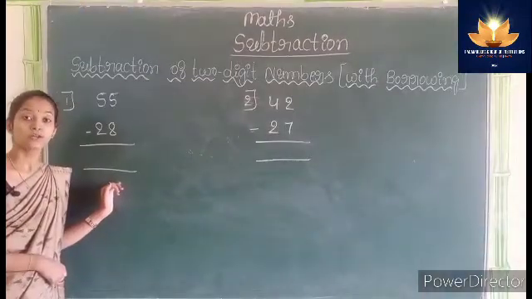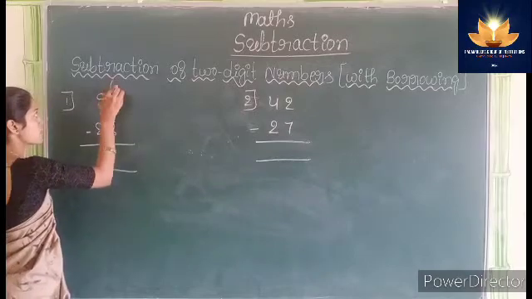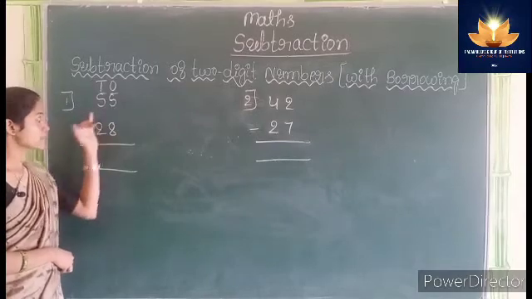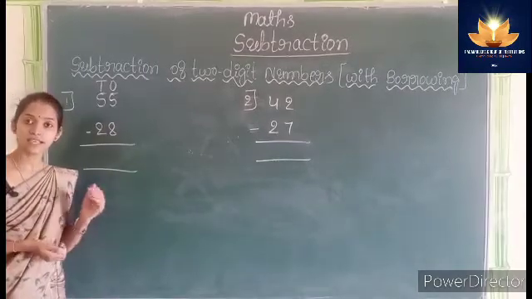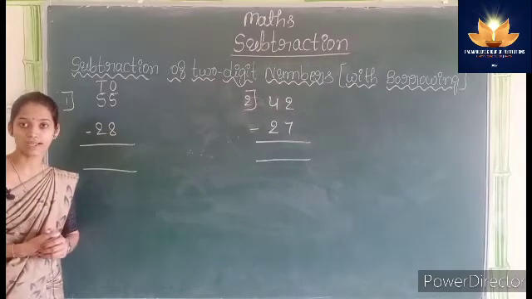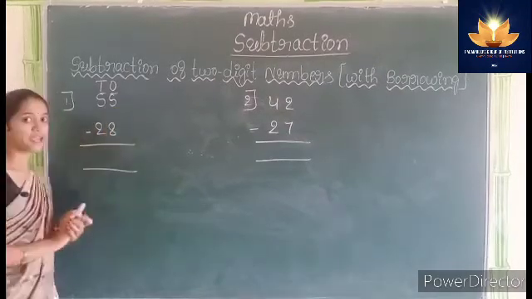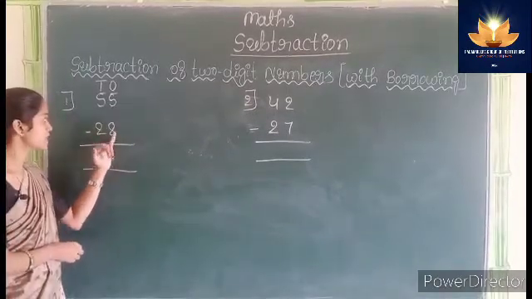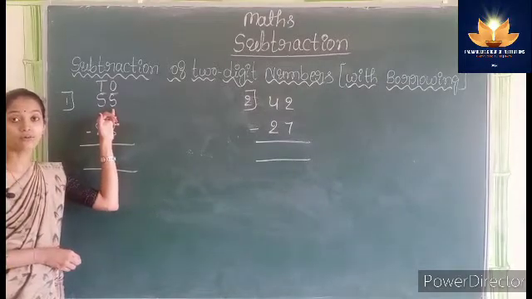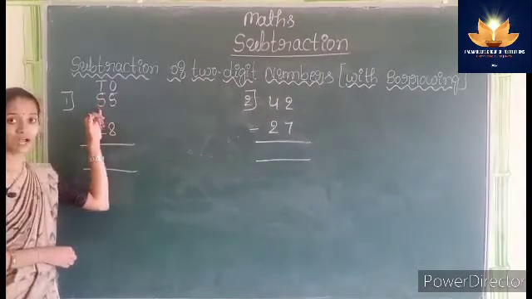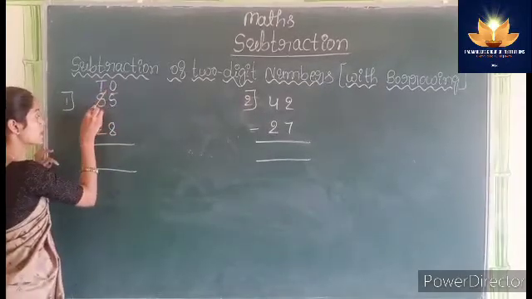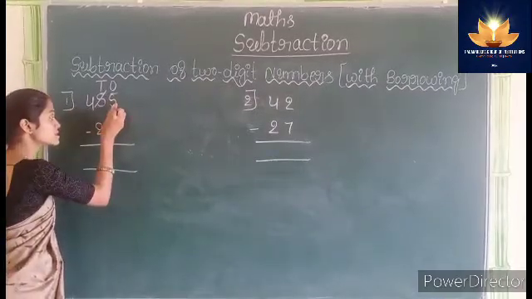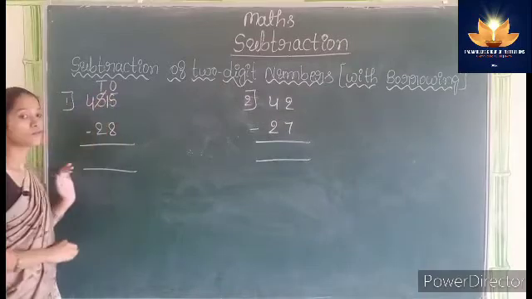Here we have to subtract 2-digit numbers. This is ones place and this is tens place. We have to subtract 28 from this 55. Students, in subtraction first we have to subtract the ones place. Okay, 5 minus 8. We cannot subtract 8 from this 5 because 8 is greater than this 5. That's why we have to borrow 1 ten from this 5 tens. Then 5 tens become 4 tens. And here 5 ones become 15 ones.